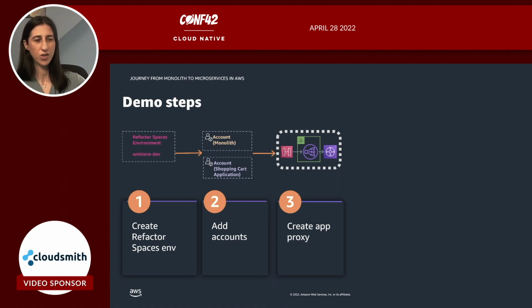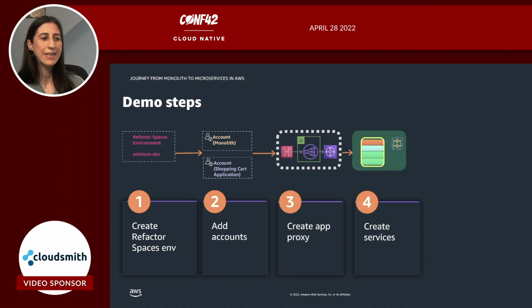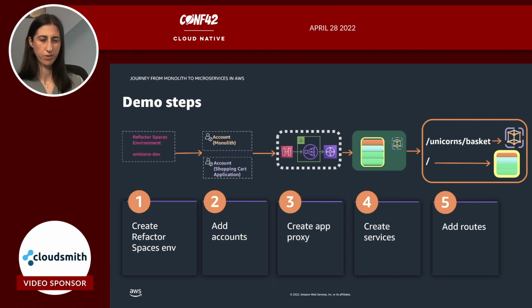We are not creating these resources individually. Refactor Spaces is taking care of the creation of the API gateway, transit gateway, VPC link, network load balancer underneath the covers. We'll be defining those services, the monolithic application and the shopping cart service. In the real world, you would likely first have the monolith, and then you would add the new microservices as you create them. And then we'll be adding the routes such that we can route the appropriate requests based on the URI paths to the appropriate service that is in charge of those requests.